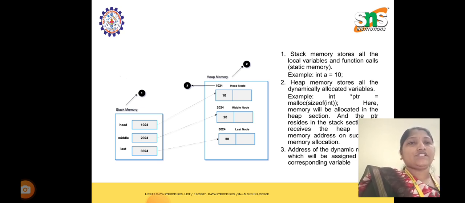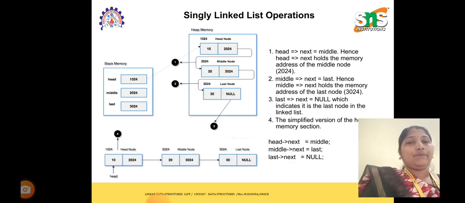The heap memory stores all the dynamically allocated variables, that is, using the malloc function with the size of the integer. So dynamic allocation of the data will be stored on the heap memory. This is how the singly linked list operation works. I will explain it in detail in the next video, where we will see how to create a node in a singly linked list and how to allocate the memory for all those things.